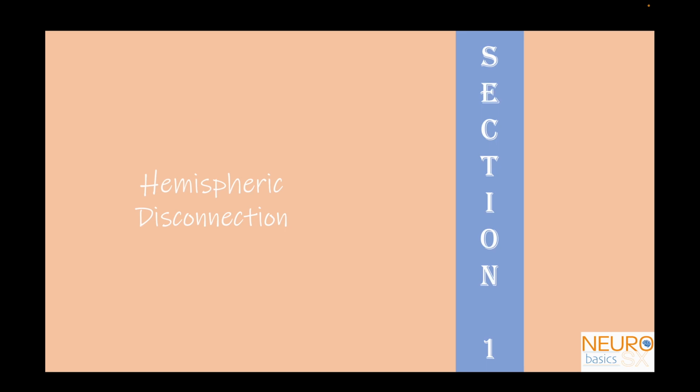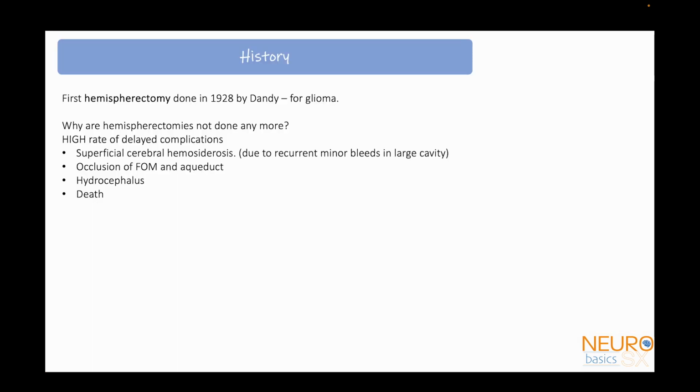So, getting into it, the first section is on hemispheric disconnection. Hemispheric disconnection obviously means that the entire hemisphere is disconnected from the opposite hemisphere. Now, if you just remove that hemisphere, obviously the function is served. So that was the first surgery that was done. It was a hemispherectomy done in 1928 by Dandy and was first done for a glioma.